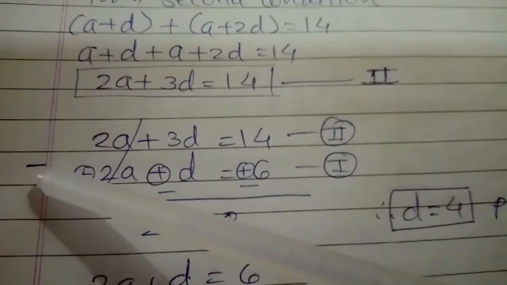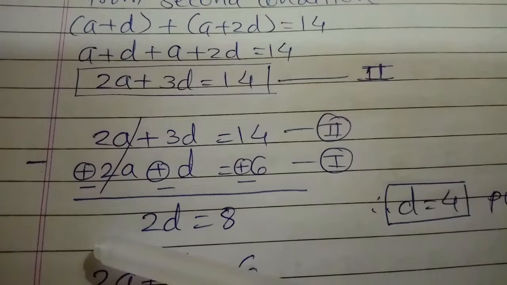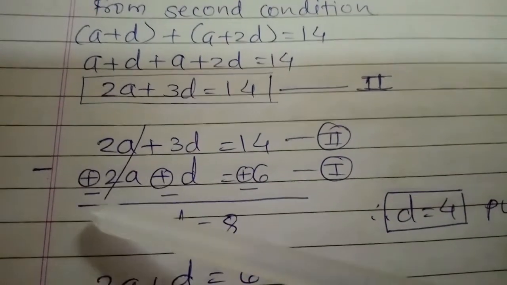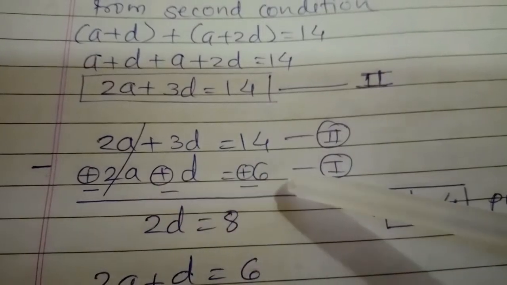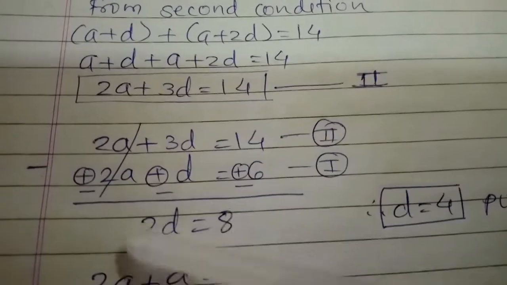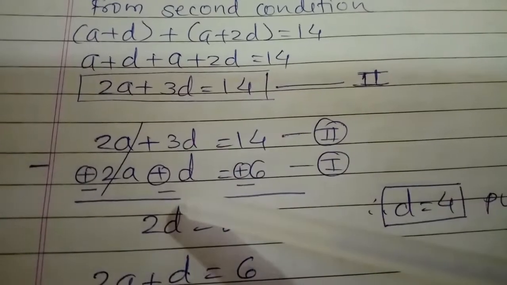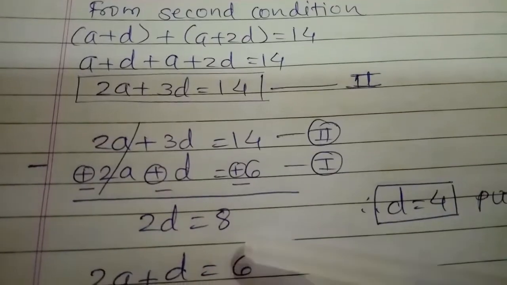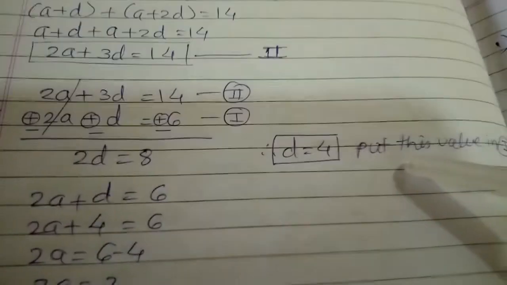So we are going to take the subtraction. This 2a cancels with this 2a, and since we are subtracting, we have to change the signs of this equation. By calculating, we get 3d minus 1d, that is 2d, equals 14 minus 6, that is 8. So the value of d is 4.